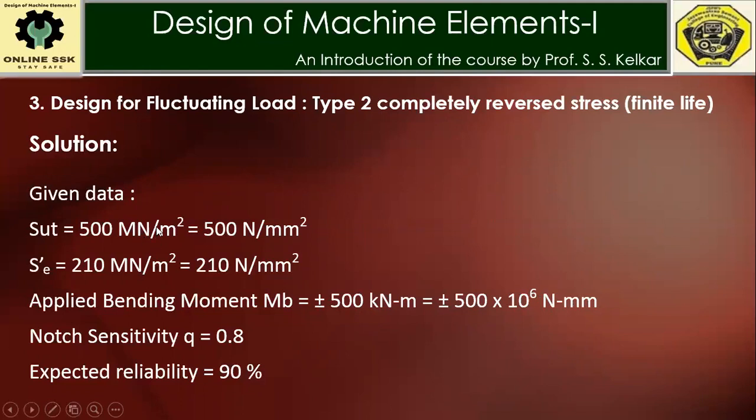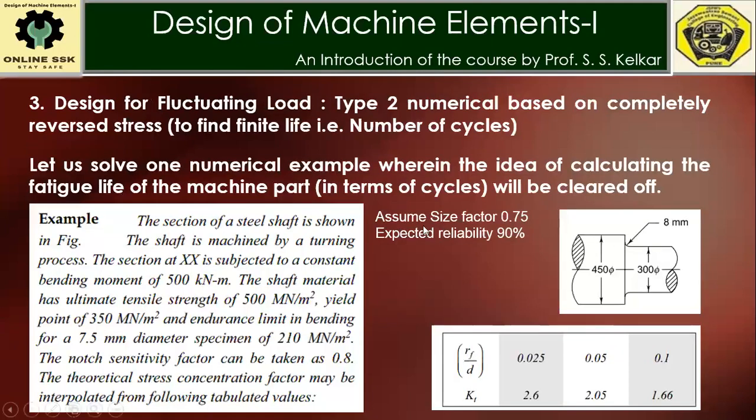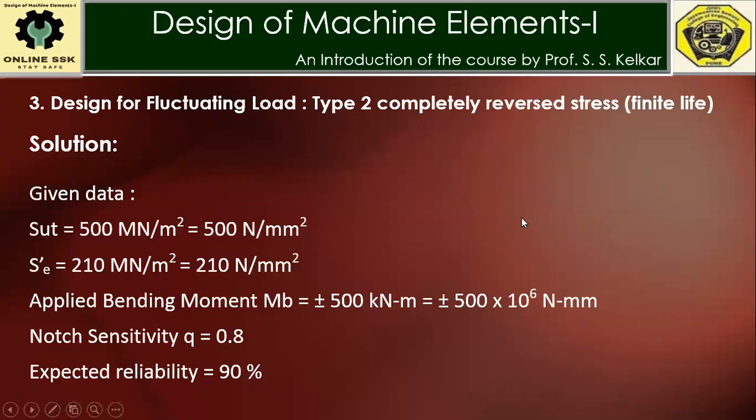Mega Newton, meter, all these terms are converted so that force is measured in terms of Newton, and linear dimensions are measured in terms of millimeter. We are converting the bending moment in terms of Newton millimeter. Notch sensitivity q is specified as 0.8. Expected reliability is specified as 90%. Also Kb, the size factor, is specified as 0.75. That I forgot to mention here.